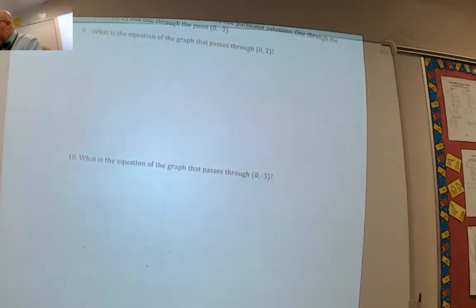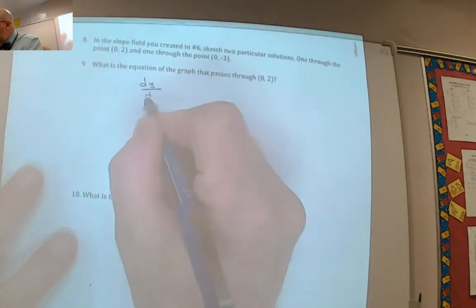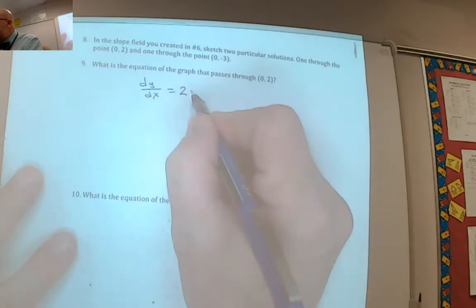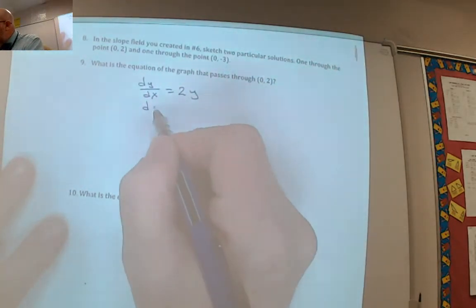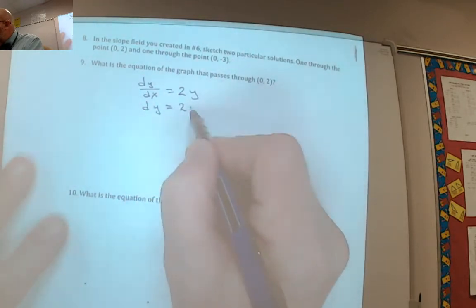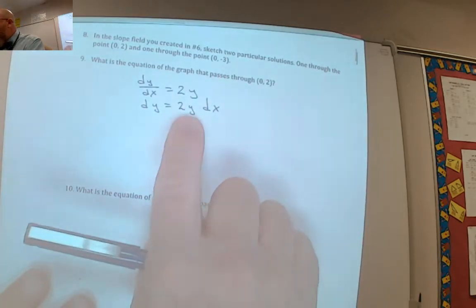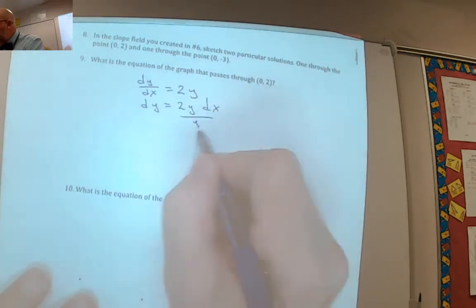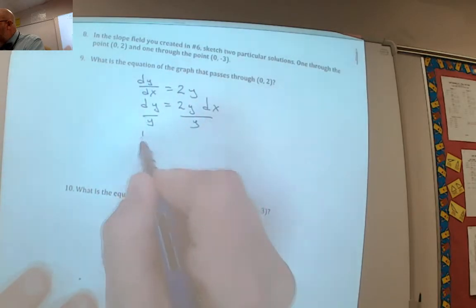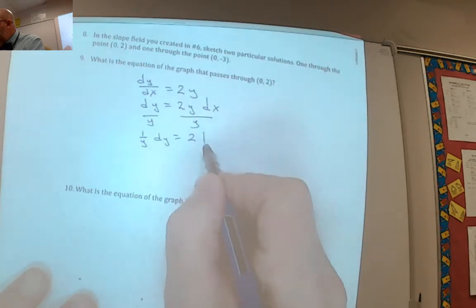That's always my goal. So here's the equation. I have dy/dx is equal to 2y. So what I'm going to do is a process called separating the variables. They are not separated right now because this y needs to be over here by the dy. And the way I'm going to do that is by division. So I'm going to have 1 over y dy equals 2 dx.